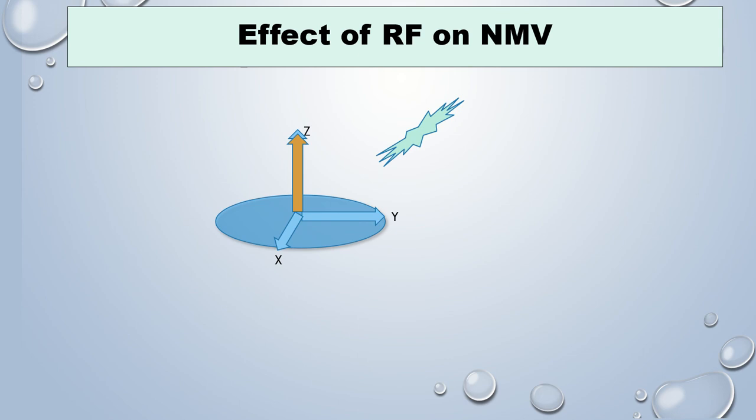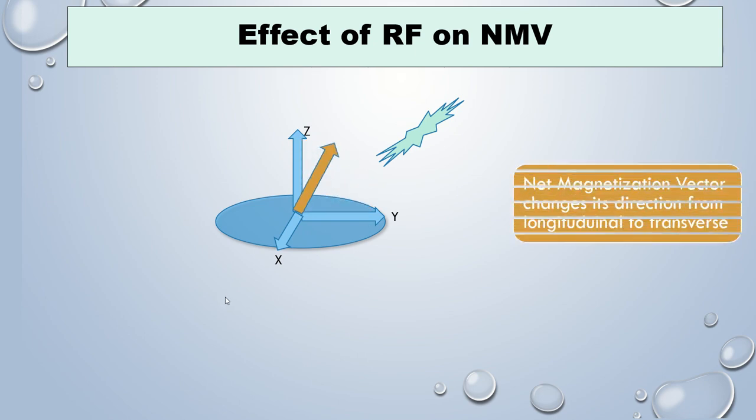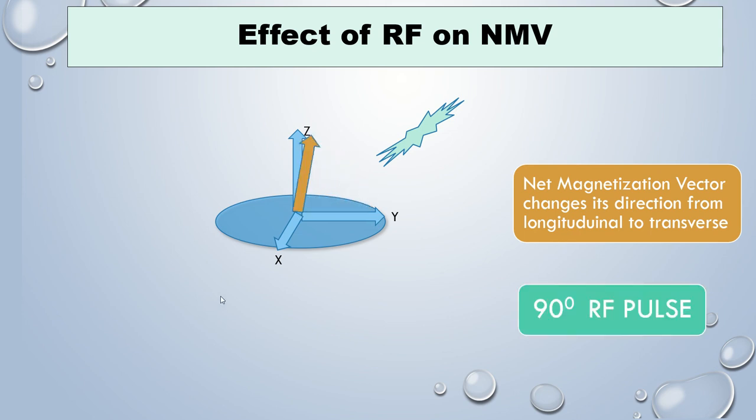And if you look from a different point of view, using the z-axis and the xy axis, initially your NMV is in the z-axis. Once you give the RF pulse, your NMV is going to flip to the xy plane, the transverse plane, and because it's turning 90 degrees, it's known as a 90 degree RF pulse, and 90 degrees is your flip angle. That's the concept of flip angle.